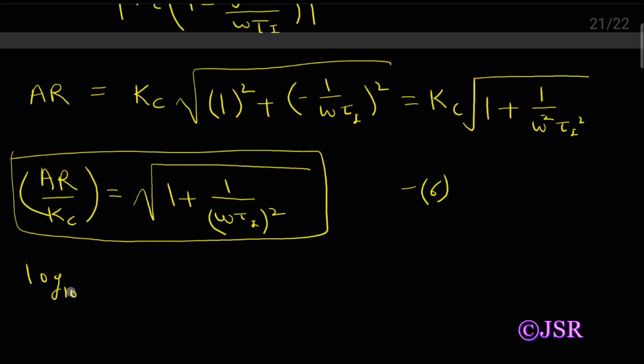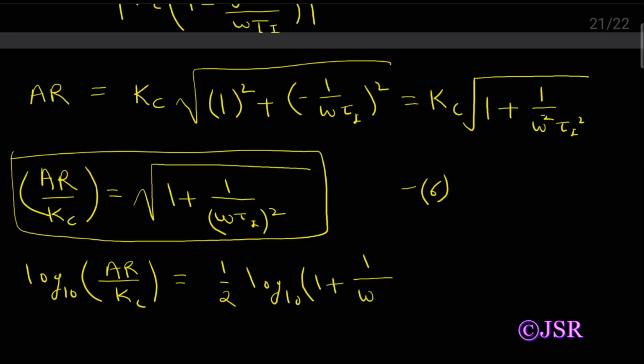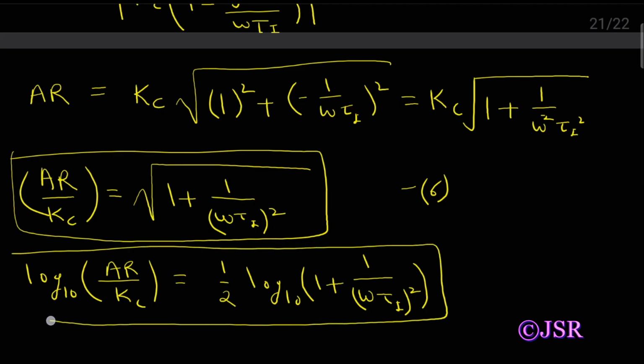So further, taking log 10 of AR by Kc will be equal to plus half log 10 of 1 plus 1 upon omega tau I whole square, and this will be equation number 7.